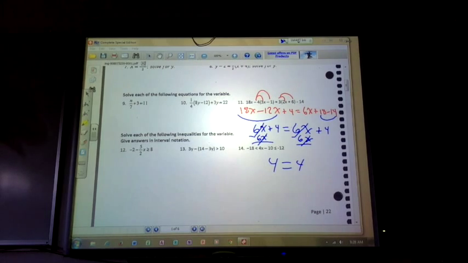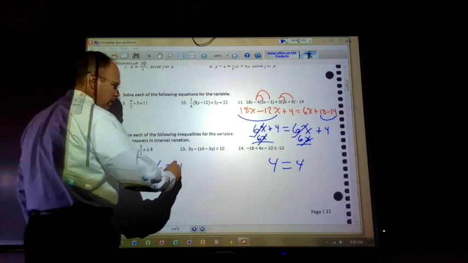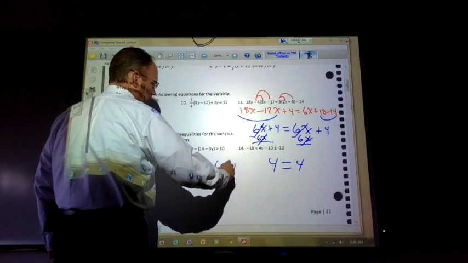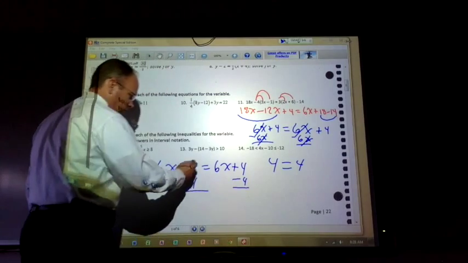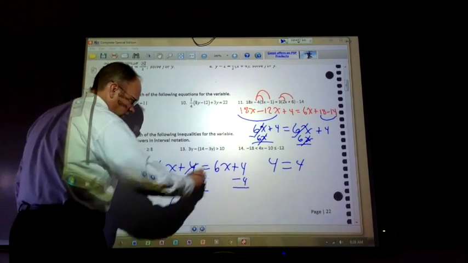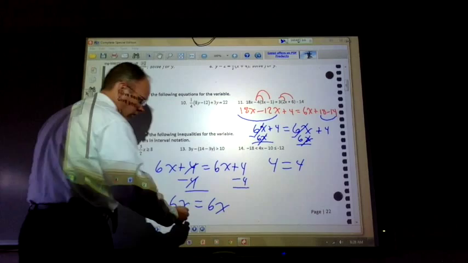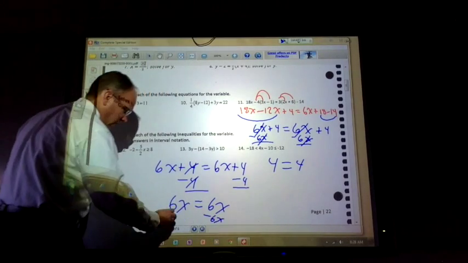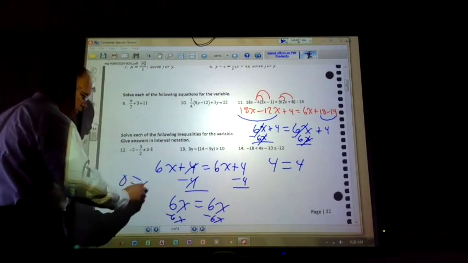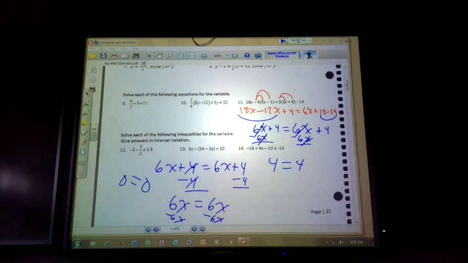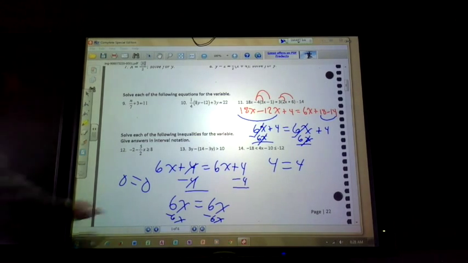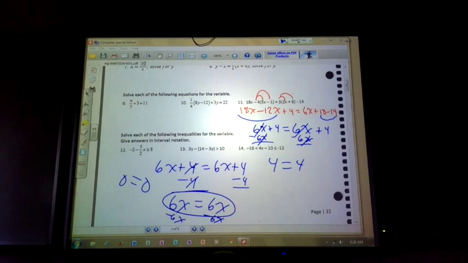Maybe I did it the wrong way. Let's go back. Hang on. 6x plus 4 equals 6x plus 4. So this time, I'm going to subtract 4 from each side. So that's going to cancel that. So I get 6x, and 6x is equal to 6x. Okay, and then I'm going to subtract 6x from both sides. And that gives me 0 equals 0. Well, 4 is equal to 4. And 0 is equal to 0. And heck, 6x is indeed equal to 6x, isn't it? Huh.